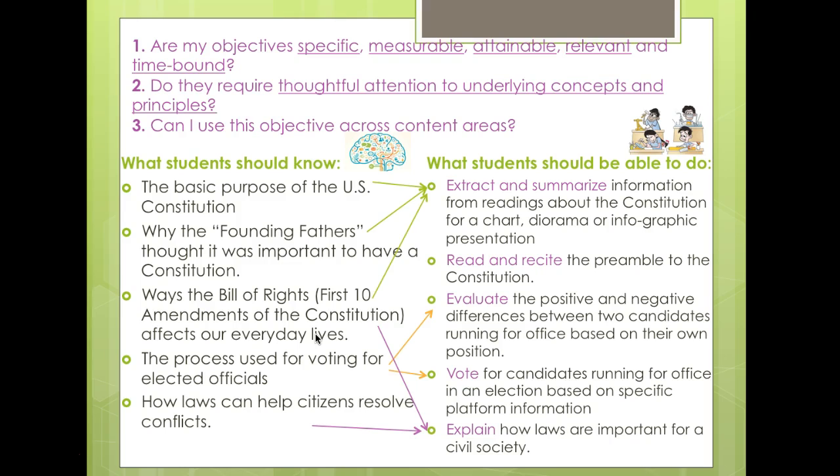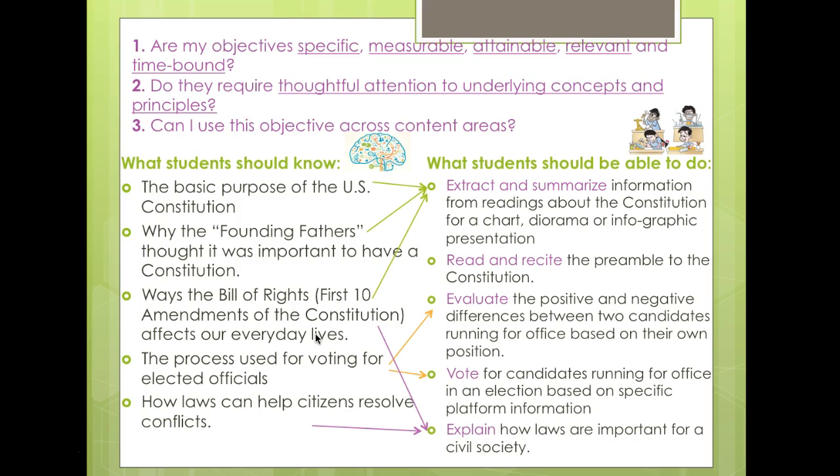Now the process and the language skills are what students should be able to do with that knowledge when they're done with your lesson, or lessons, and in the case of your unit, eventually your unit. For the first three knowledge objectives, they all lead to the first skill objective, which is to extract and summarize information from readings about the Constitution for a chart, diagram, or infographic presentation. What you'll notice is that is measurable. The chart, diagram, or infographic is going to be your measurement. It's specific.